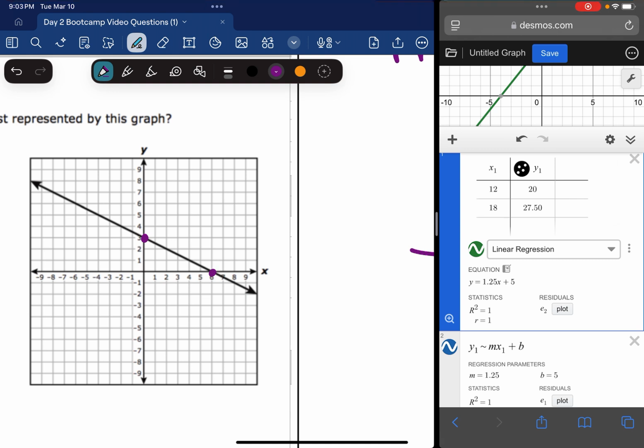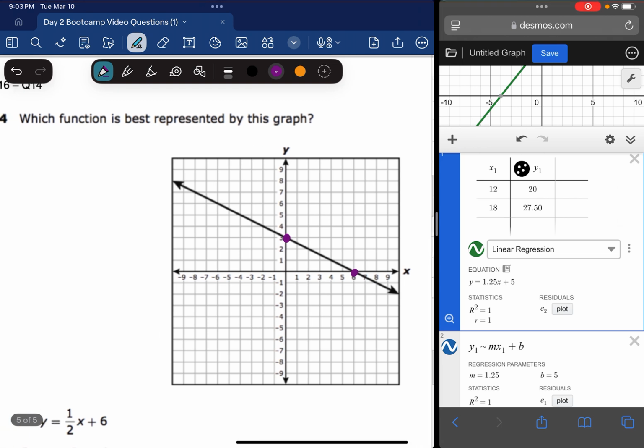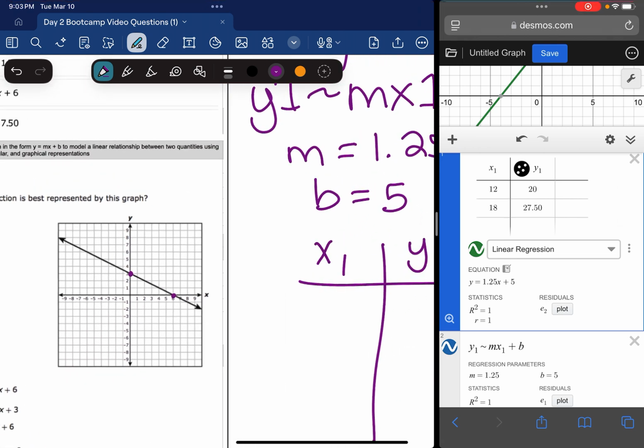Where I see a common mistake is that you guys will put 3, 6 on there. No, each point has 2 numbers. So this one here is 0, 3. And this one here is 6, 0. Again, each point has 2 numbers.